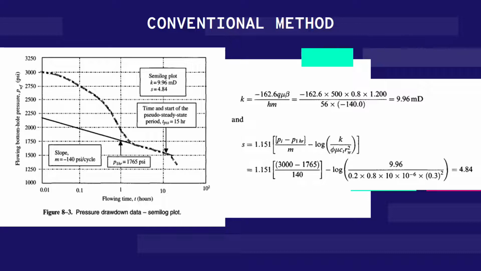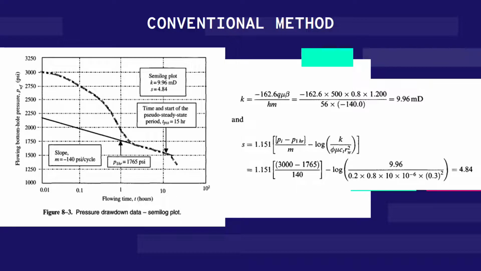So, permeability k is equal to negative 162.6 times flow rate times viscosity times formation volume factor, all over h times m. So, it is equal to negative 162.6 times 500 times 0.8 times 1.2, all over 56 times negative 140. So, we get 9.96 millidarcy.